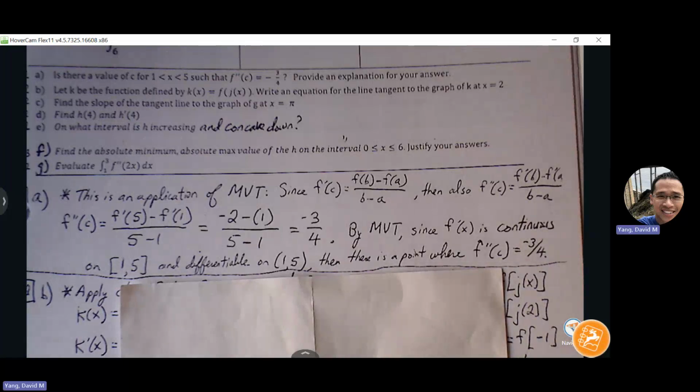So by mean value theorem, since f prime is continuous and differentiable, there must be a point where the slope of the f prime graph is equal to negative 3/4. There's a theorem where it's just continuous, no differentiability. That's extreme value theorem. But anything that is slope related, mean value theorem and Rolle's, we're going to need that differentiable statement.